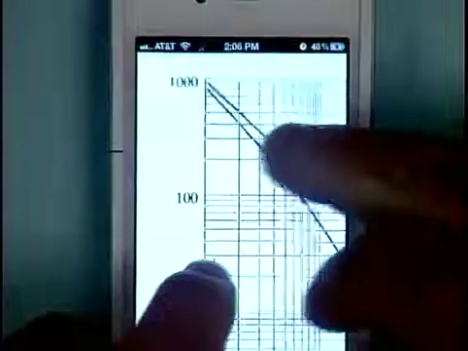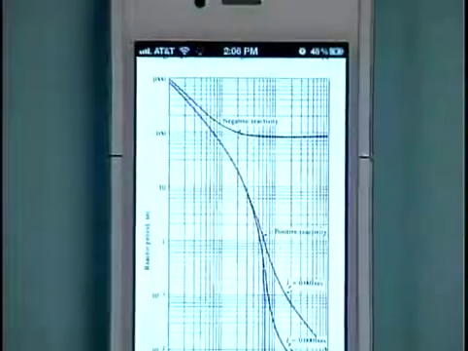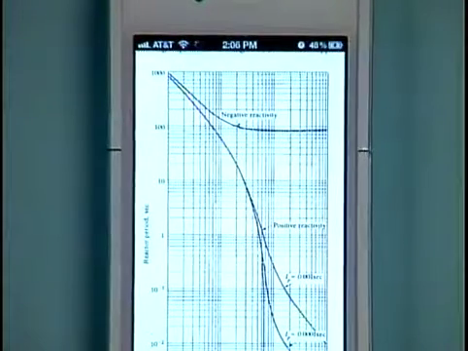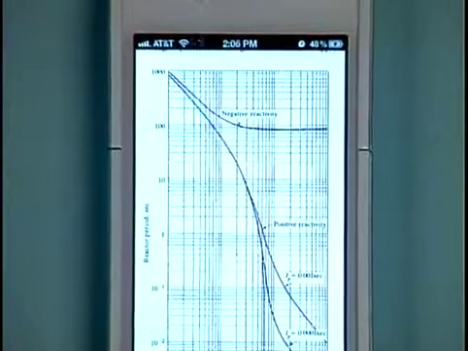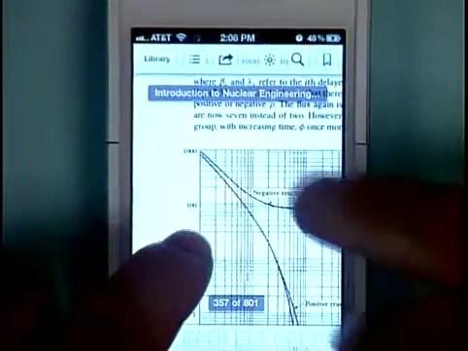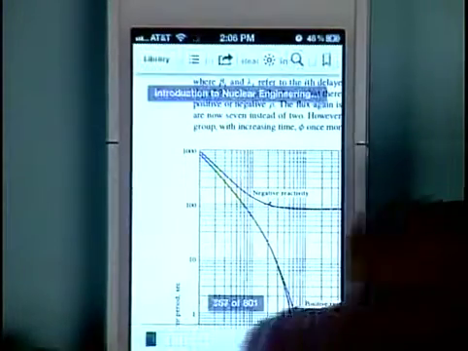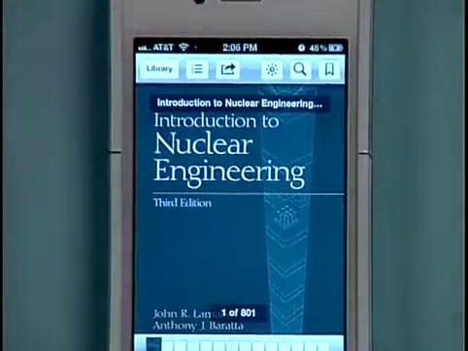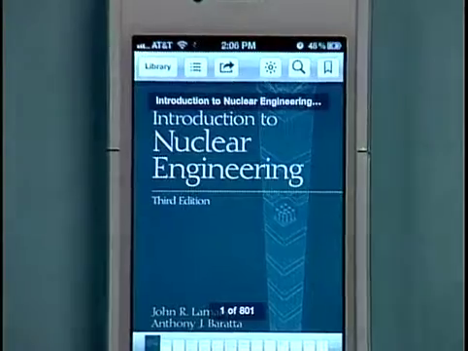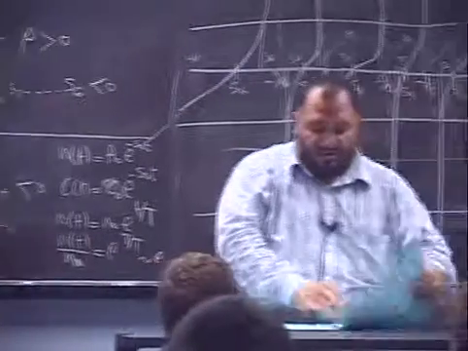Did you understand this curve? You'll find it in Lamarsh, Introduction to Nuclear Reactor Theory, and Introduction to Nuclear Engineering. I think this is chapter 7, reactor kinetics. This is the book, Introduction to Nuclear Engineering, Lamarsh. So you will find it there. Okay, guys? So thanks, Mike.